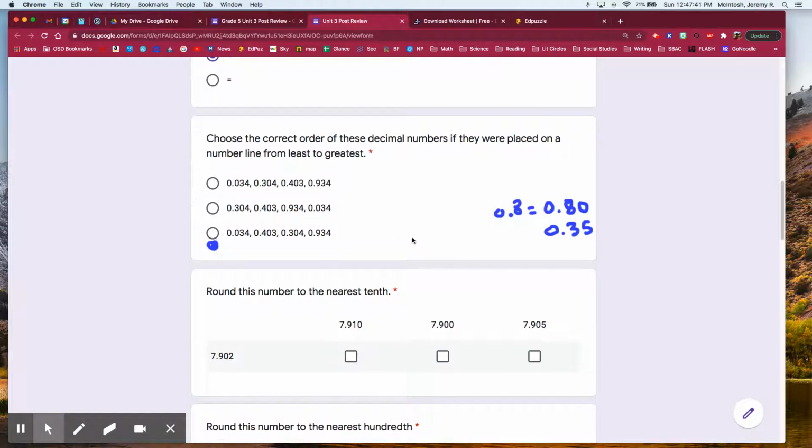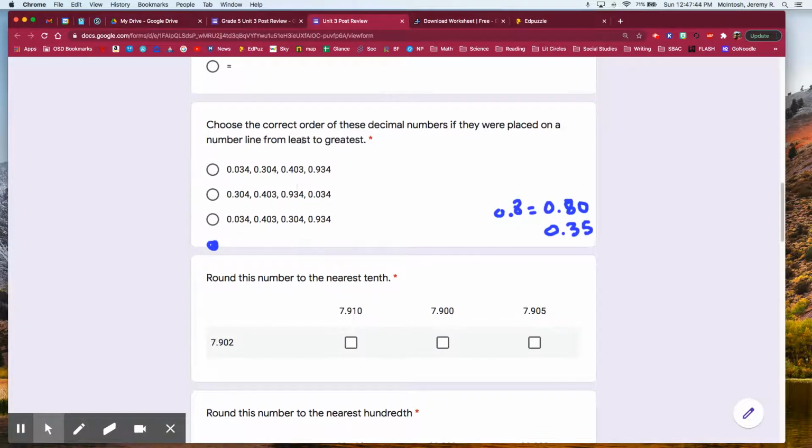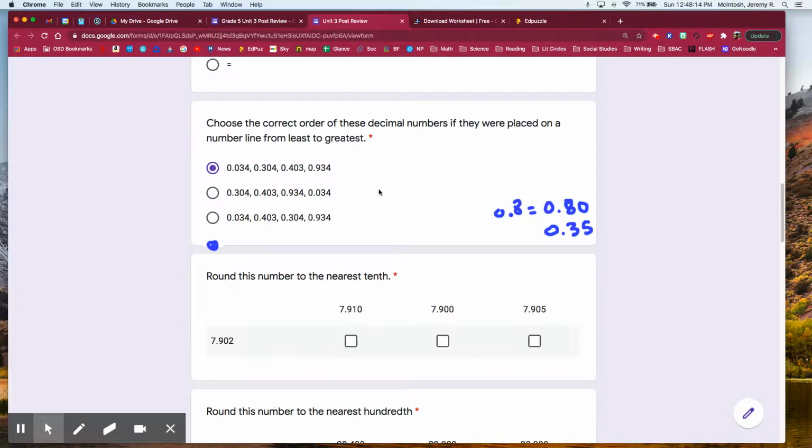Okay. Choose the correct order of these decimals if they were placed on a number line from least to greatest. So remember, that's what you have to look for, least to greatest. So we have 34 thousandths, 304, 403, 934 thousandths. Actually, that looks good already, doesn't it? 34, 304, 403, 934. Let's just double check. 304, 403, 934. Oh, 34. That's less. So the only one that will work is this first one if we just go in order, least to greatest.